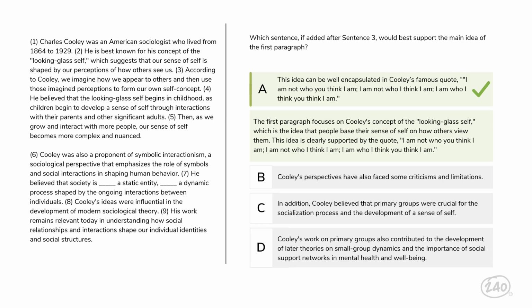The first paragraph focuses on Cooley's concept of the looking glass self, which is the idea that people base their sense of self on how others view them. This idea is clearly supported by the quote, "I am not who you think I am; I am not who I think I am; I am who I think you think I am."